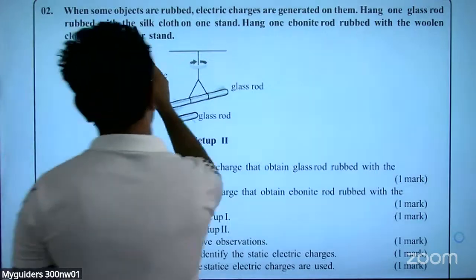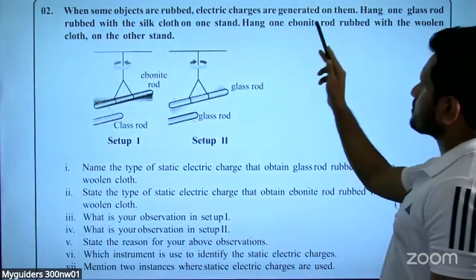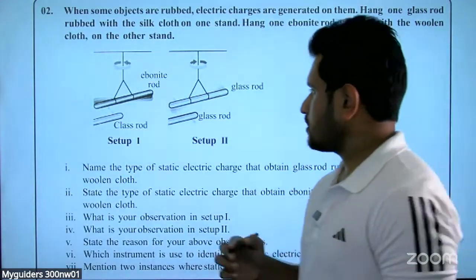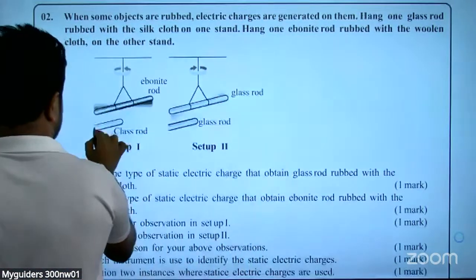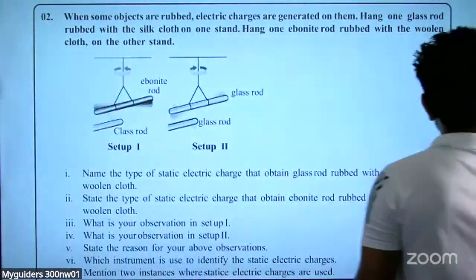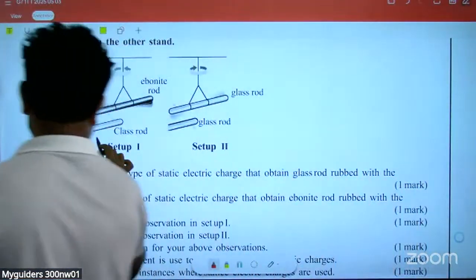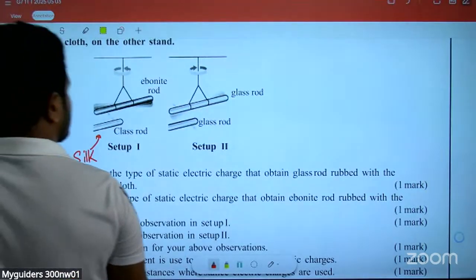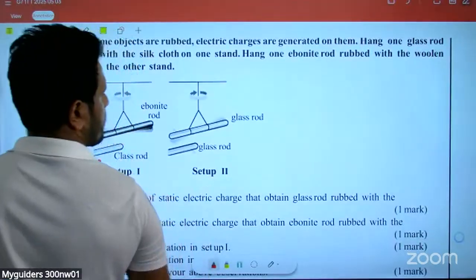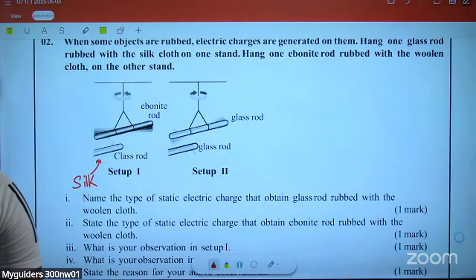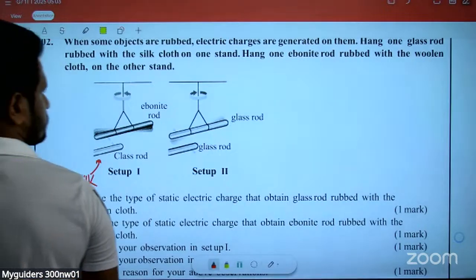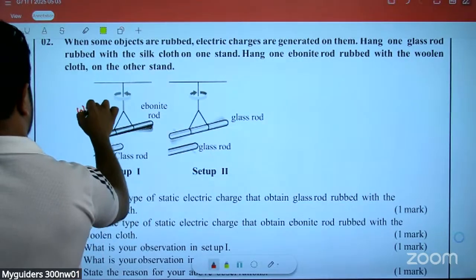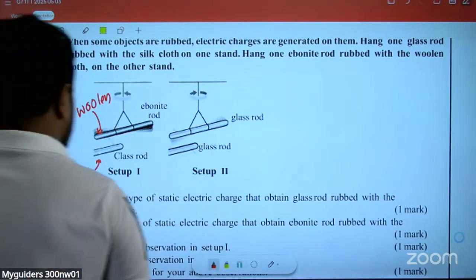So when some objects are rubbed, electric charges are generated on them. A glass rod rubbed with a silk cloth. Right? And the ebonite rod, what about it? An ebonite rod rubbed with the woolen cloth. Right. Okay.